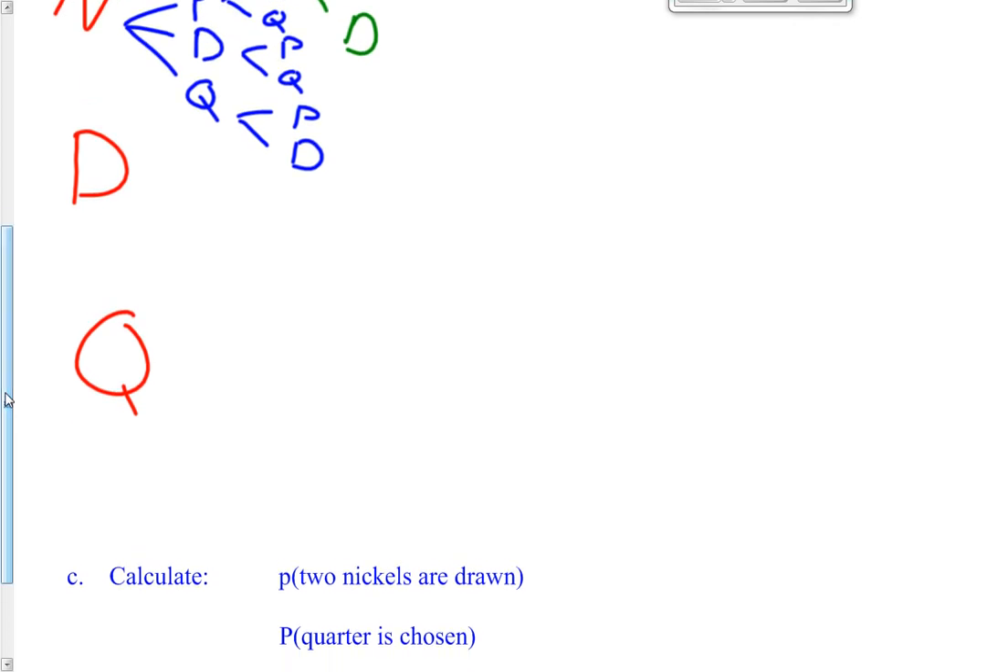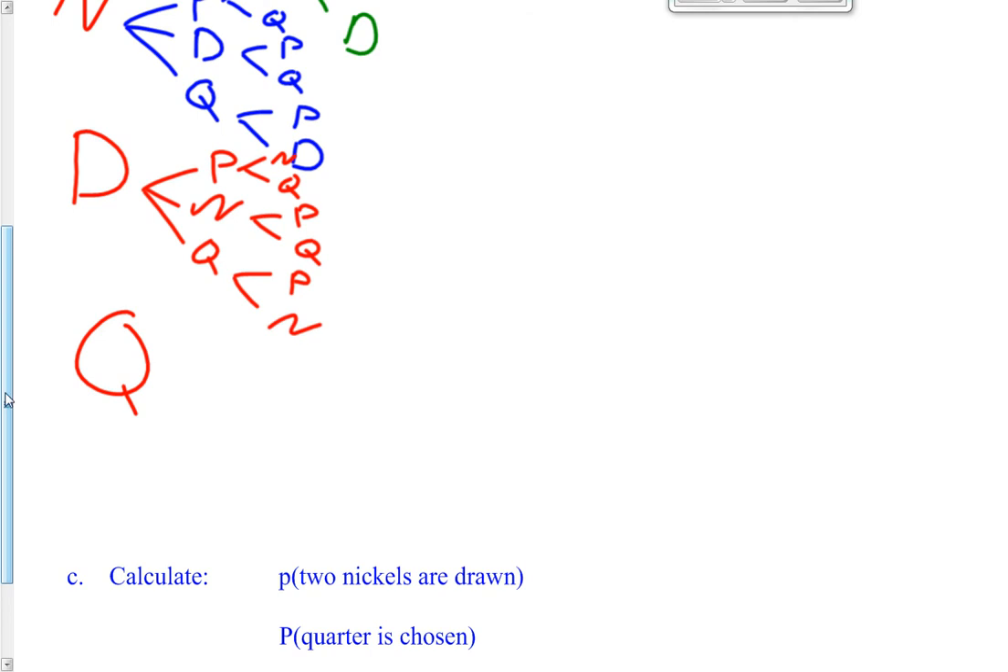If you have to erase, feel free to pause the video and erase and maybe write it a little bit neater. So if I draw a dime first, I could draw a penny second, a nickel second, or a quarter second. If I draw a dime, penny, it could be a nickel and a quarter for the last draw. Dime, nickel, penny, quarter, or dime, quarter, penny, nickel.